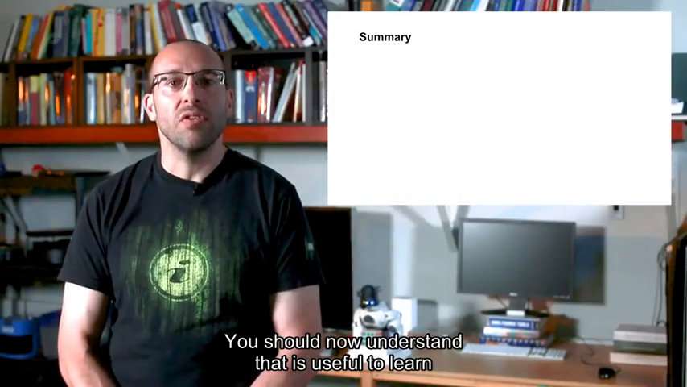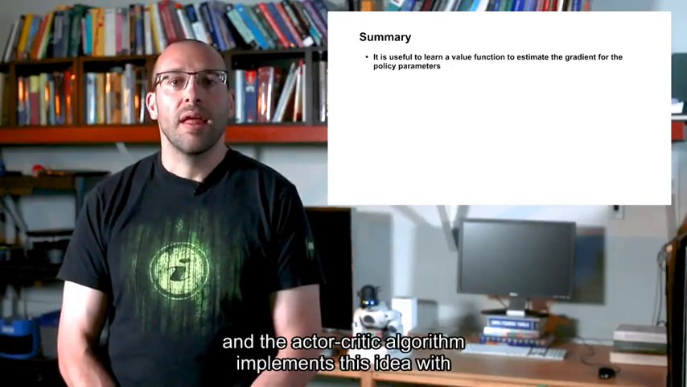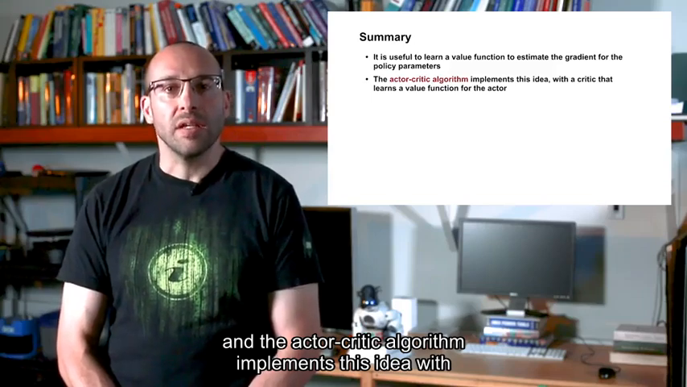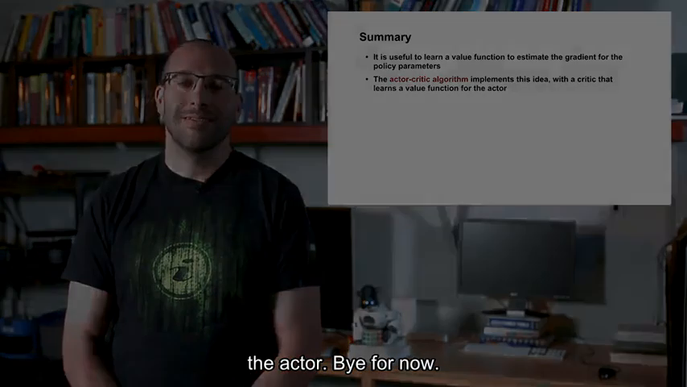That's it for this video. You should now understand that it is useful to learn a value function to estimate the gradient for the policy parameters, and that the actor-critic algorithm implements this idea with a critic that learns a value function for the actor. Bye for now.